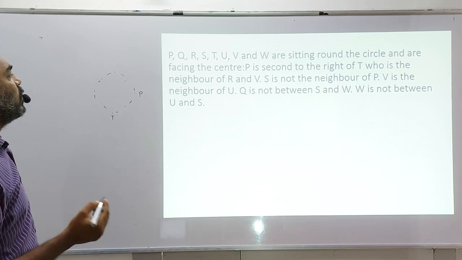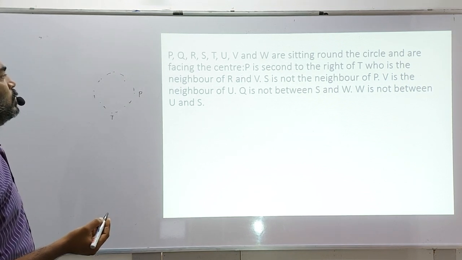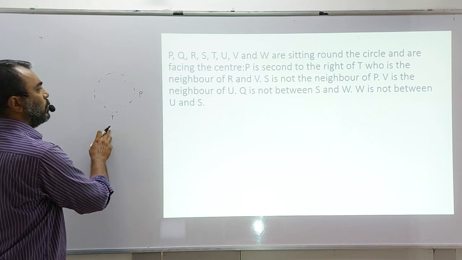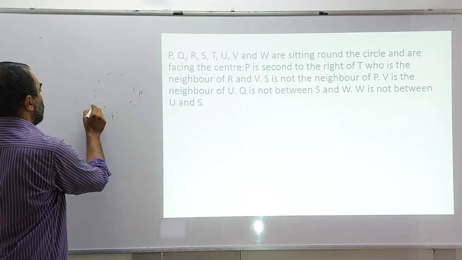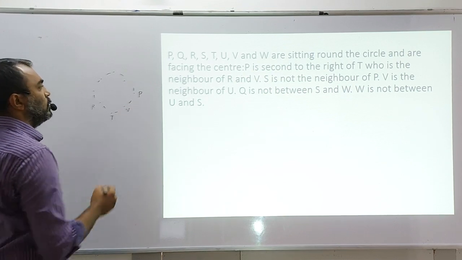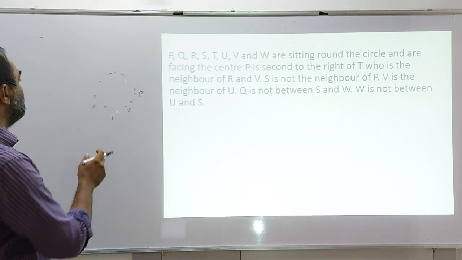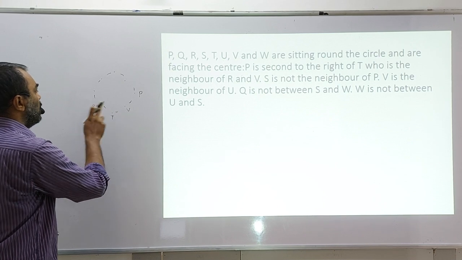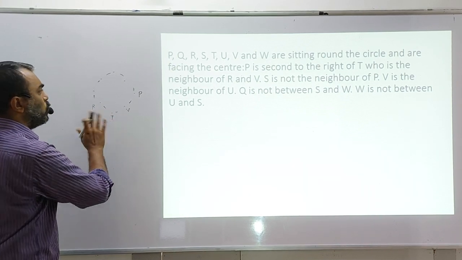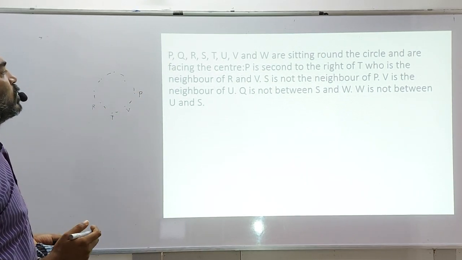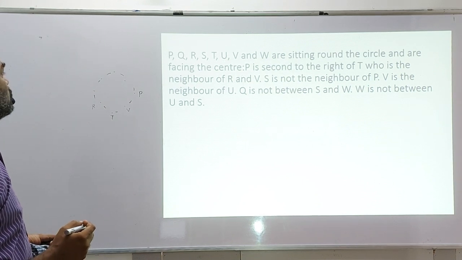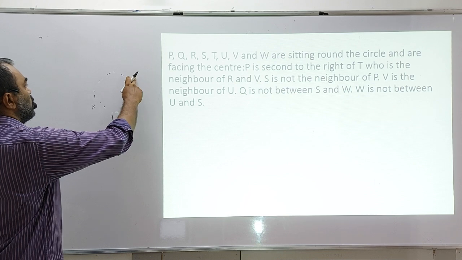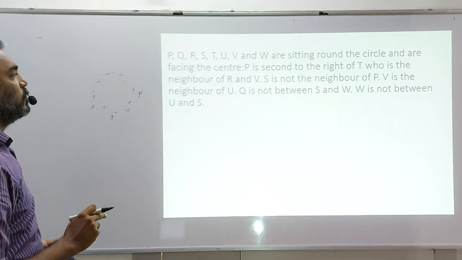Who is the neighbor of R and V? P is second to the right of T, and T is the neighbor of R and V. So we have got R and V. Here R and V means R here and V here, or V here and R here. There can be 2 possibilities. So let us see what next. S is not the neighbor of P. So S cannot come here, because S is not the neighbor of P.